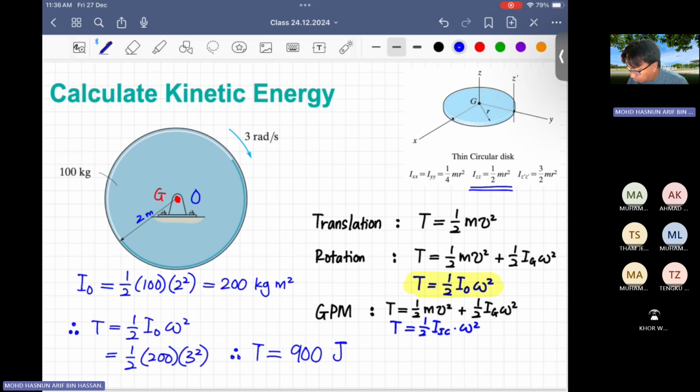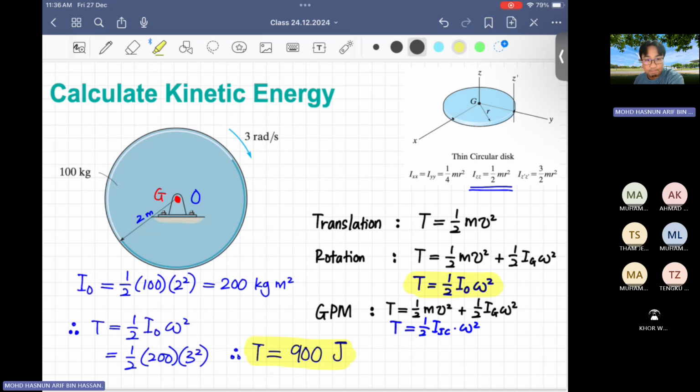Joule is the unit of energy. So all energy, kinetic energy, potential energy, all sorts of energy has the unit of joule. So when you write down the kinetic energy, T, you write T is equal to 900 joule. All right. So this is the kinetic energy of this disk.